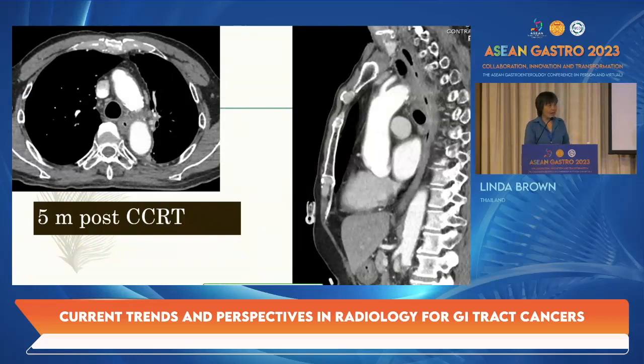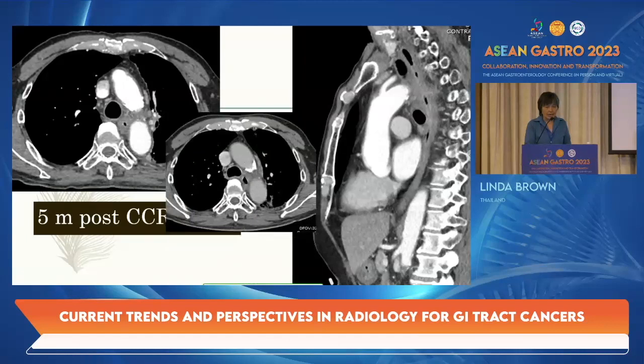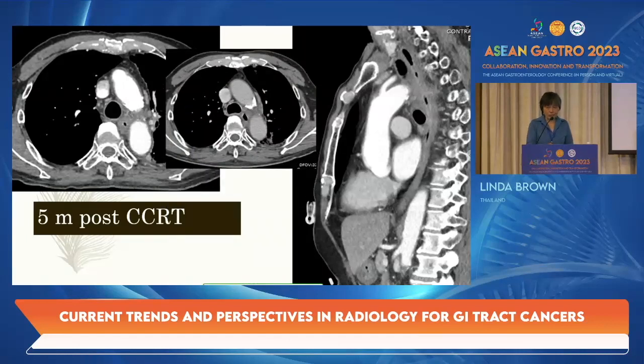And this is 5 months post-CCRT. It's relatively stable. You can see that this diffuse narrowing of the esophagus is still there because, although the tumor has disappeared, the effect of treatment is still there. So it keeps a very narrow esophagus.